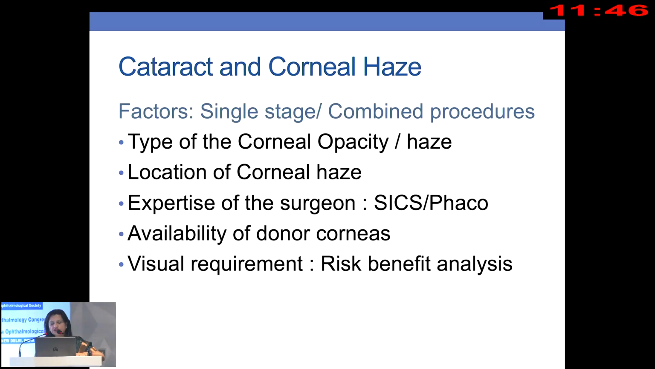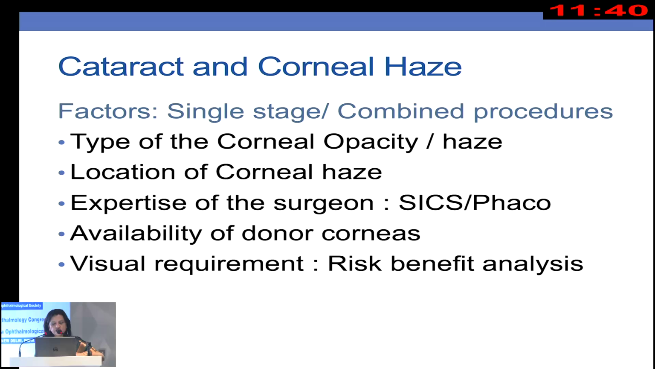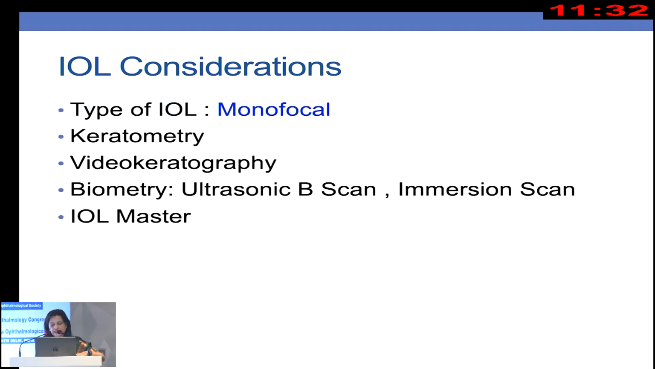The factors which determine whether you would do a single stage procedure or combined procedure are the type of the corneal opacity, the location of the haze, the expertise of the surgeon, whether you want to do SICS or phaco, availability of the donor corneas, and visual requirement in terms of risk-benefit analysis.